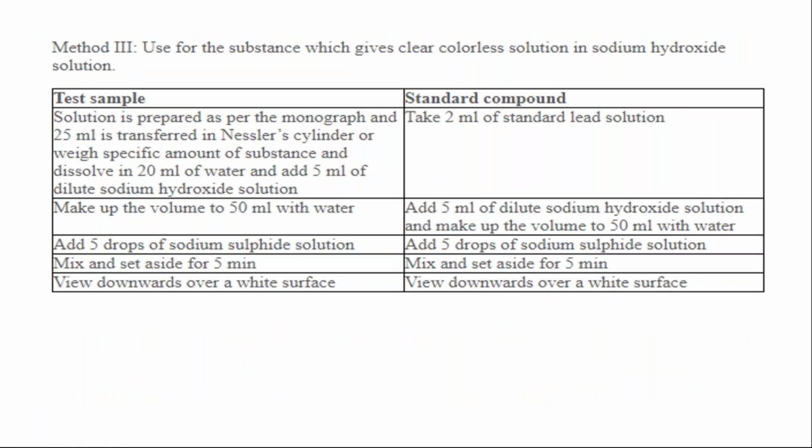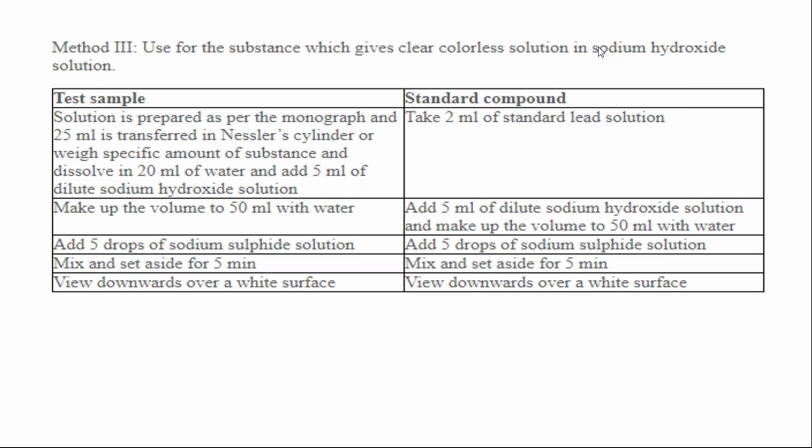Now, when is this method 3 used? It is used for substances which do not give a clear solution. When you're following method 2 also, you're not getting a correct reading, but you saw that it gives a clear colorless solution in sodium hydroxide solution. Substances which give a clear solution when you dissolve them in sodium hydroxide solution, those substances you're going to follow method 3 of limit test for heavy metals.